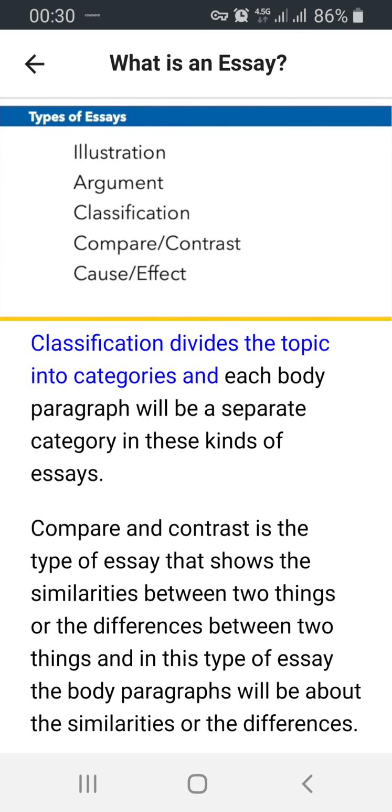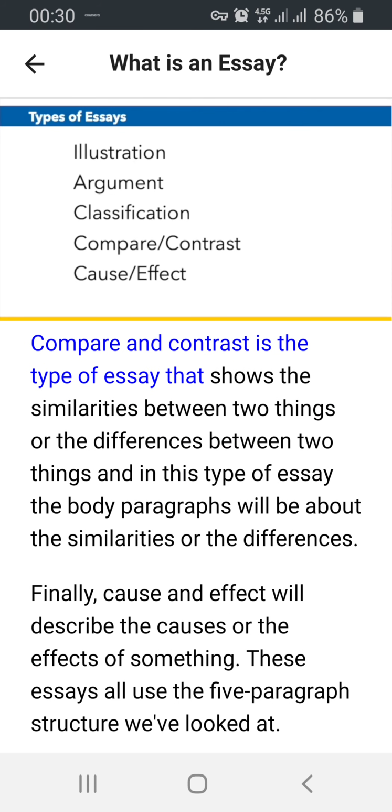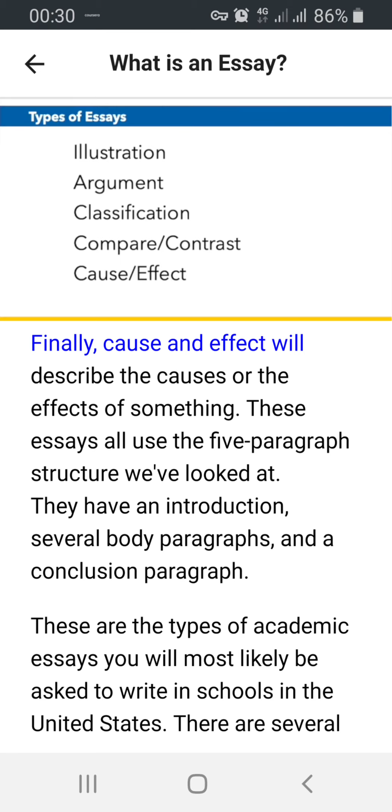Classification divides the topic into categories, and each body paragraph will be a separate category in these kinds of essays. Compare and contrast is a type of essay that shows the similarities between two things or the differences between two things. And in this type of essay, the body paragraphs will be about the similarities or the differences. And finally, cause and effect will describe the causes or the effects of something.